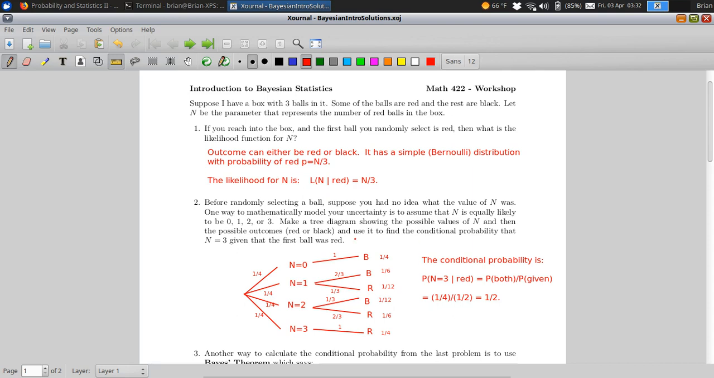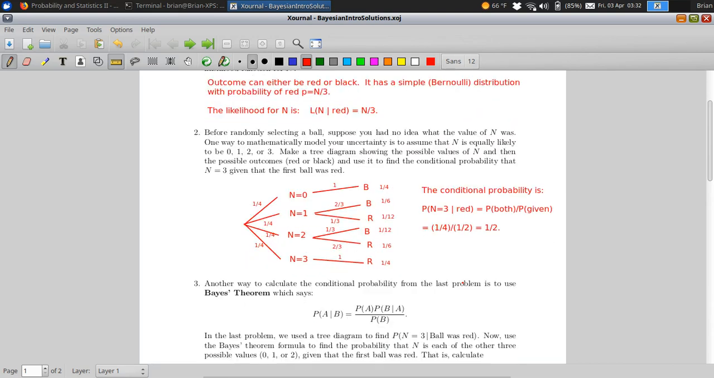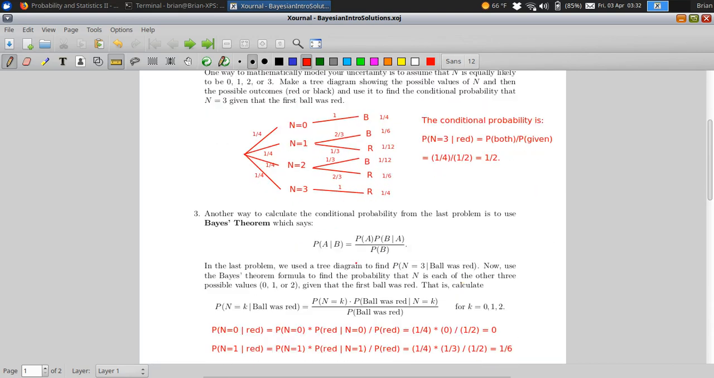Okay, now it turns out what we just did here, we actually calculated what we call in Bayesian statistics a posterior probability. It's the probability of something being true, n being 3, given a result that we just observed. All right, and in number 3, I say let's calculate the rest of those posterior probabilities for the different possible values of n for 0, 1, and 2 with our given that the ball was red.